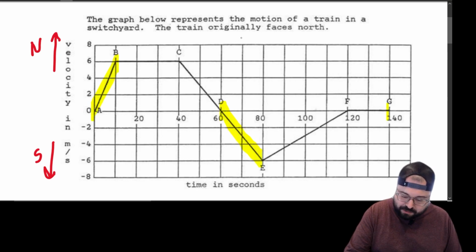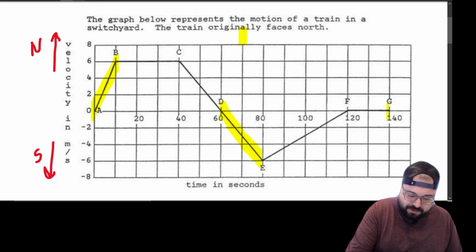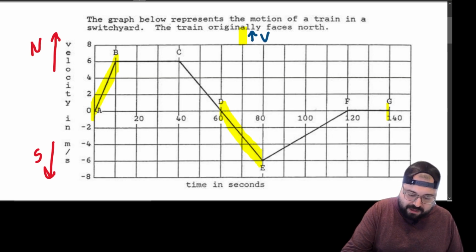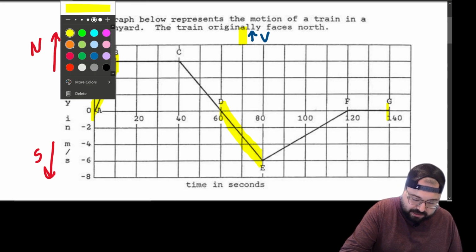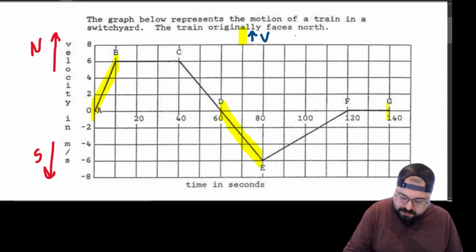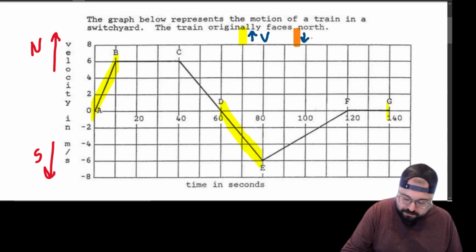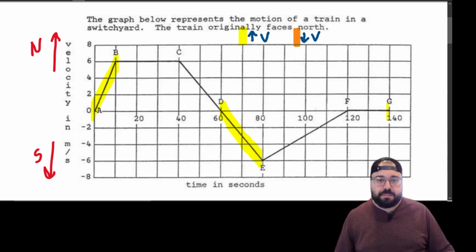So I'll just make a note. Yellow is increasing speed, right? And now let's take an orange highlighter. Oops. Let's get rid of that. Let's get a different color highlighter. Let's go with orange. Cool. So now the orange highlighter we're going to use for decreasing speed. So decreasing speed is going to be our orange highlighter.